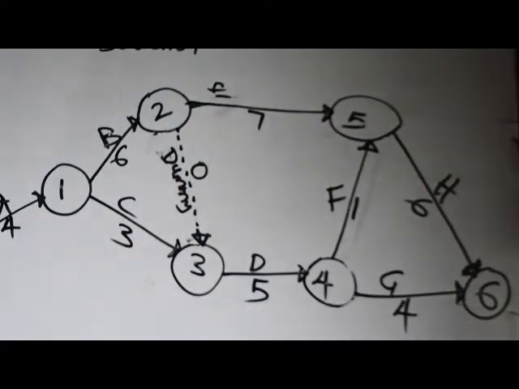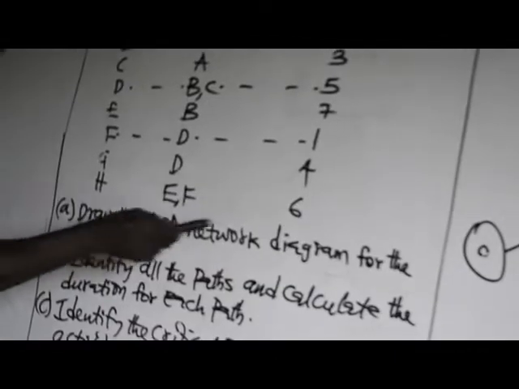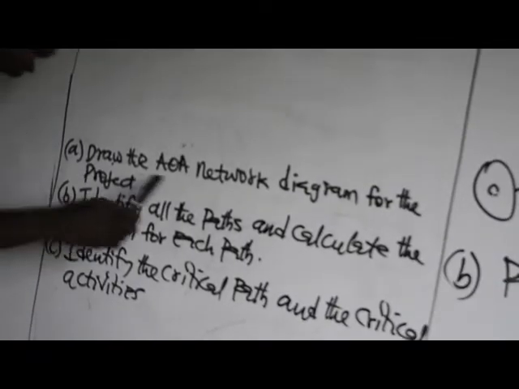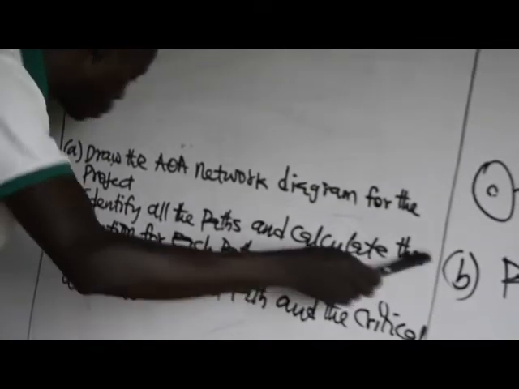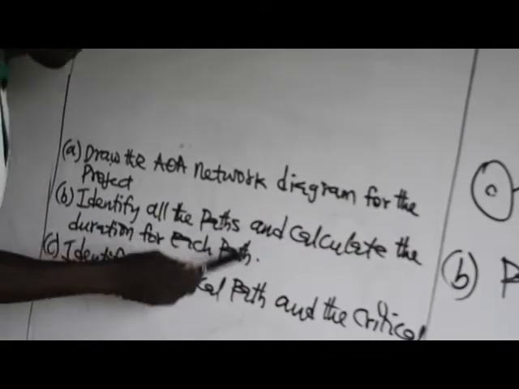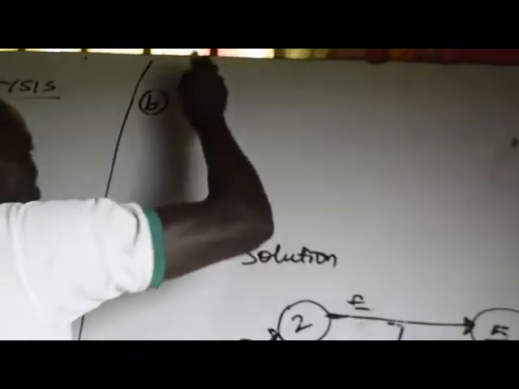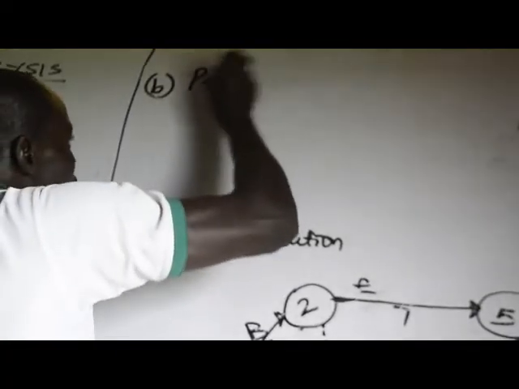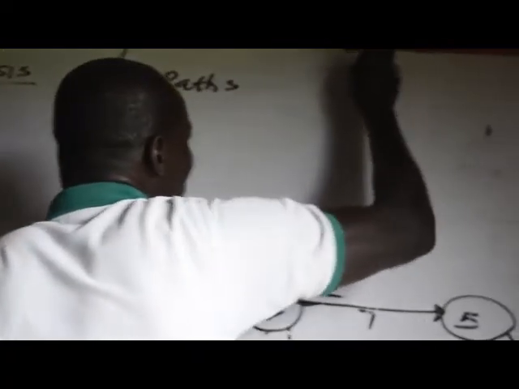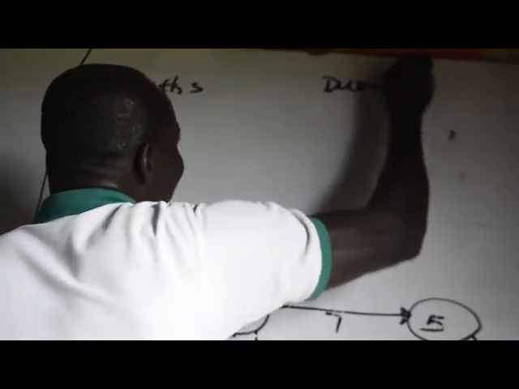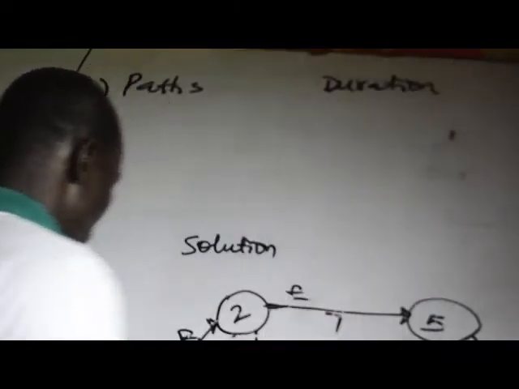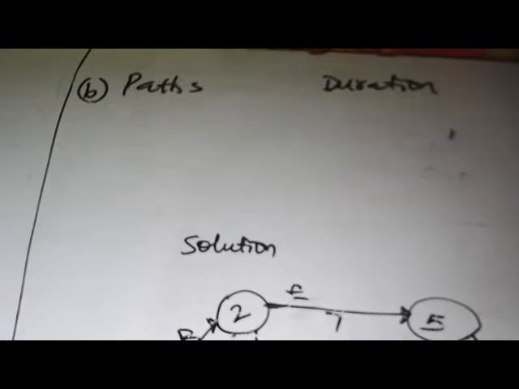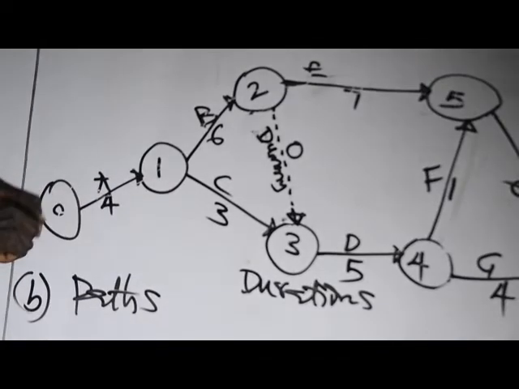Having completed the network, we have to draw the AOA network diagram for the project. So we've done with A now. B: identify all the paths and calculate the duration for each path. You have to calculate the paths and their durations. Now, look at your network diagram.